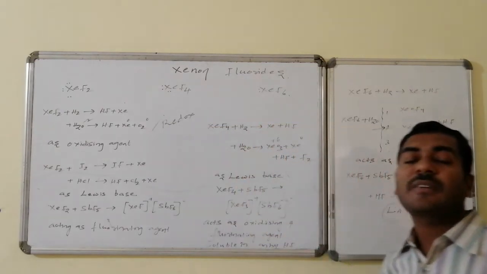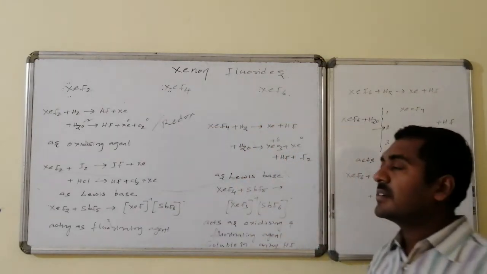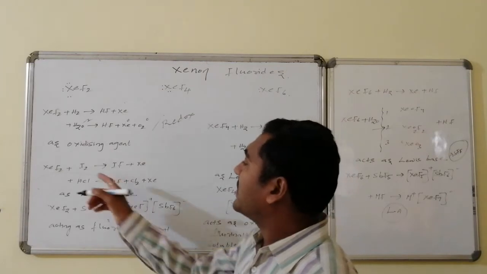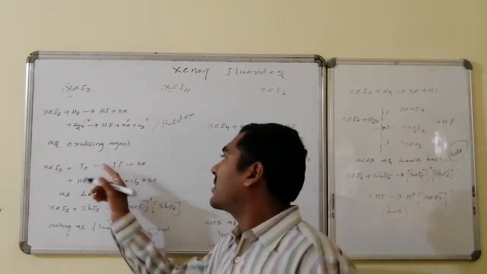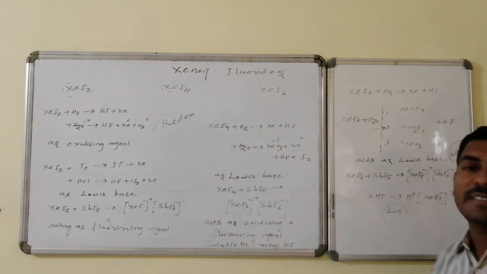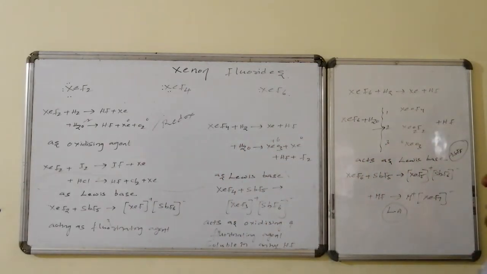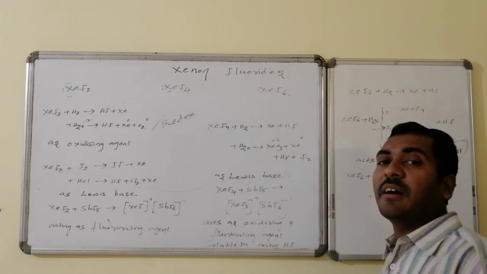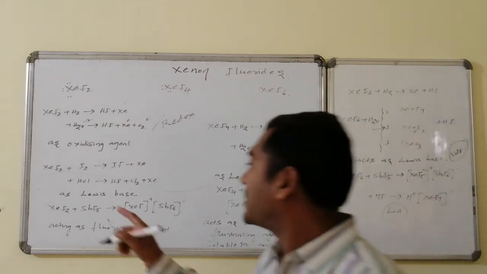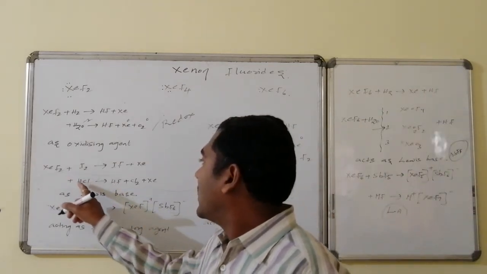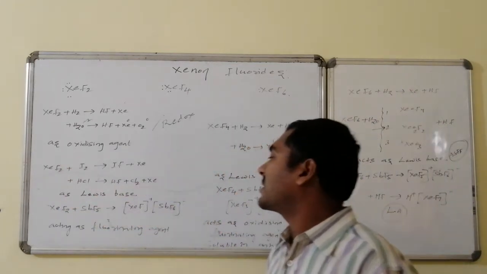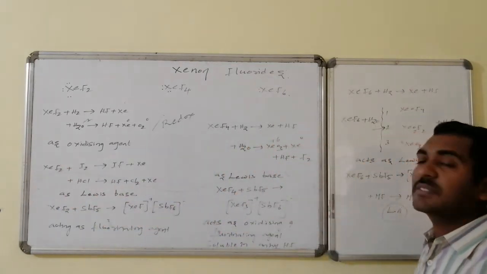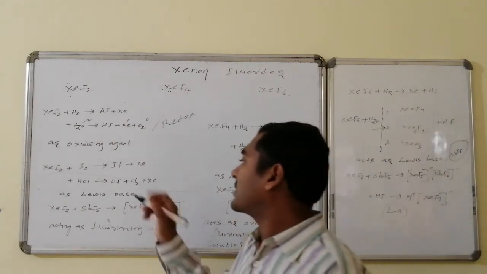Next, it is also acting as a good oxidizing agent. On reaction with iodine, it is converted to hydrogen fluoride. It is acting as fluorinating agent here and also acting as oxidizing agent. It oxidizes iodine, I0 to I plus. Similarly, on reaction with HCl, it is converted to HF. See, hydrogen combines with the fluorine as HF, followed by Cl minus converted to Cl0, that is acting as a good fluorinating agent, that is oxidizing agent.